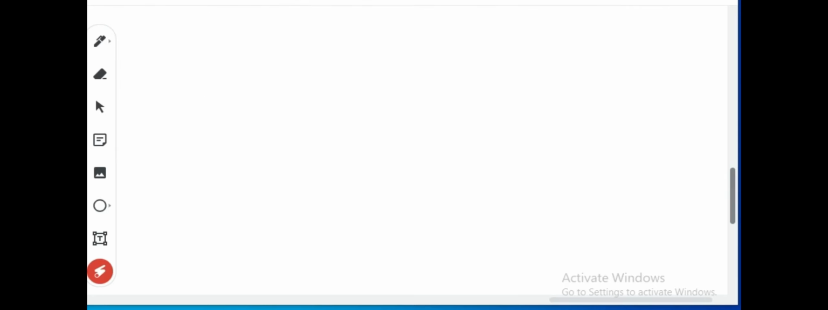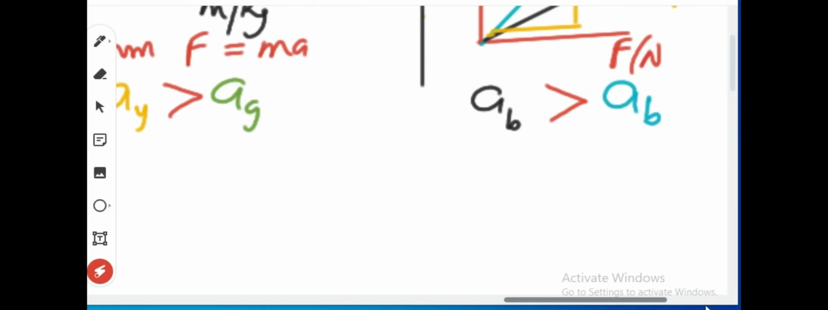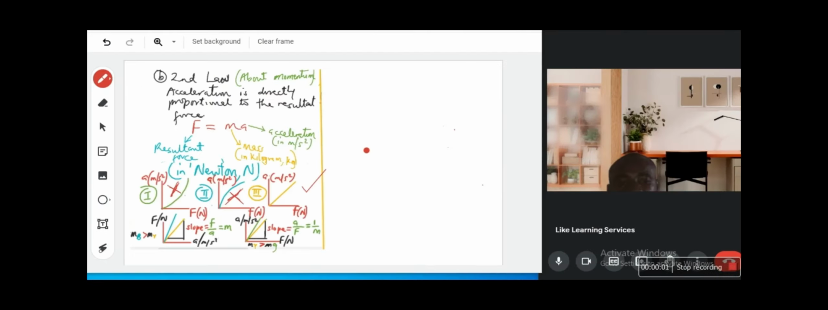Now there's something very, very important that we need to do now. Please listen up. I need your full attention. This is getting really important. We can make a number of deductions from this second law, which says that acceleration is directly proportional to the resultant force, or F equal to ma. F stands for resultant force in Newton, m stands for mass in kilograms, a stands for acceleration in meter per second squared.